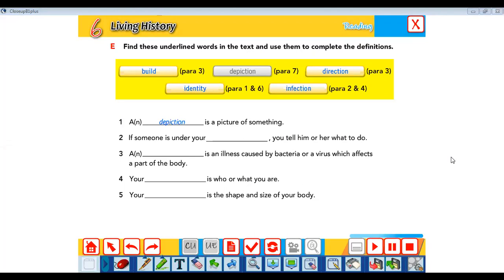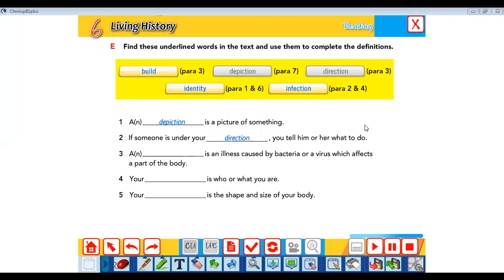If something is under you, tell him or her what to do. Yes, Habiba. It will be direction, Mr. Very good, direction. Very good. Number three, Muhammad Husam.